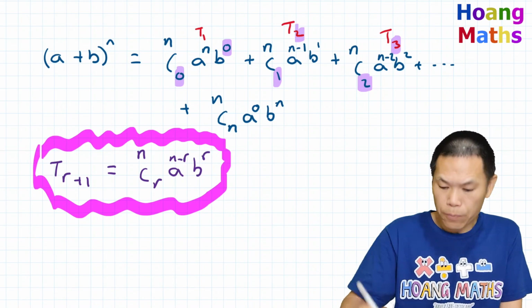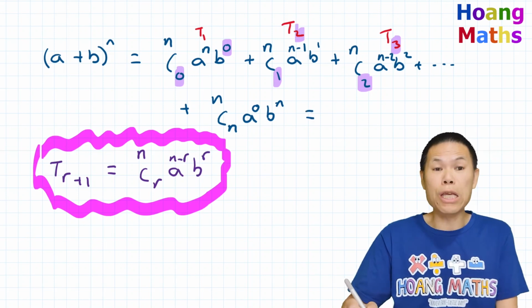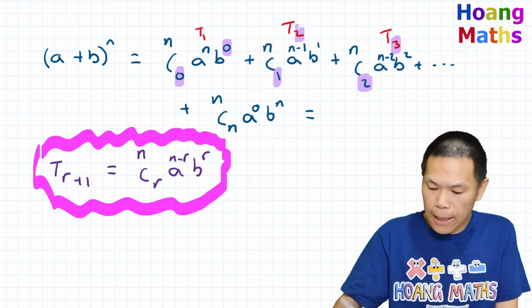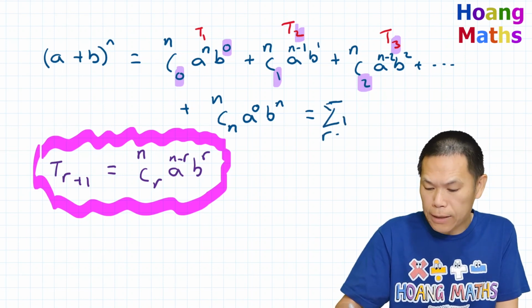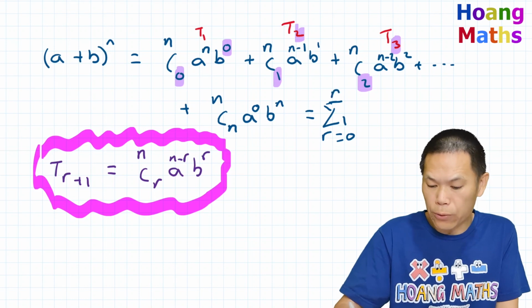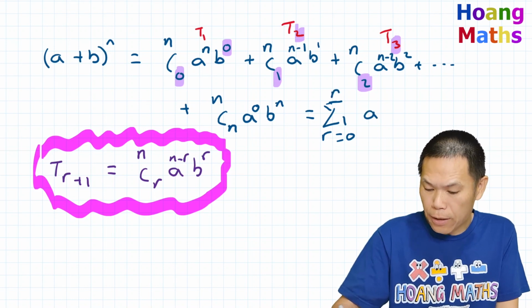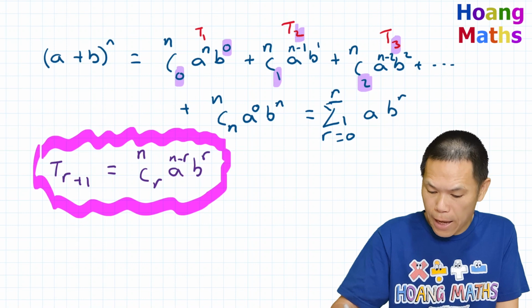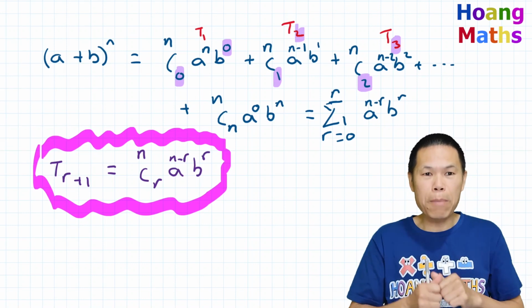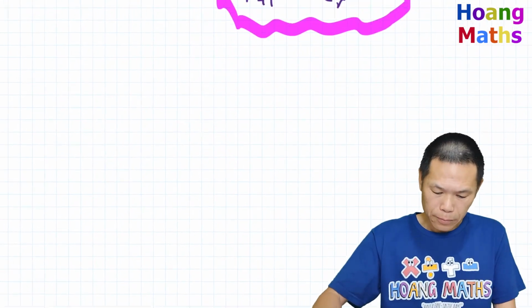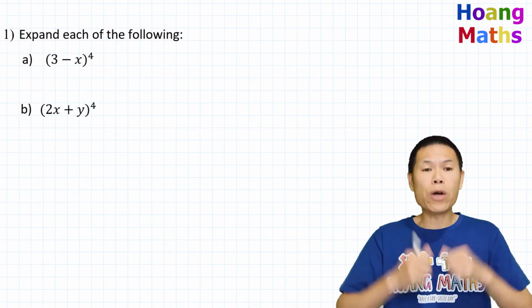In another word, if we come back to this general equation here, this is exactly the same as the sum of r starting from 0 all the way to n, nCr a^(n-r) b^r. So there you go. Please remember this for me, okay? Please try this yourself.